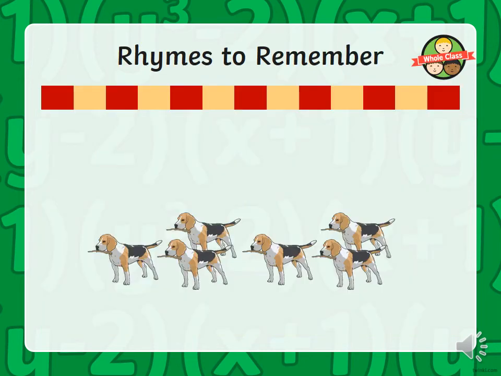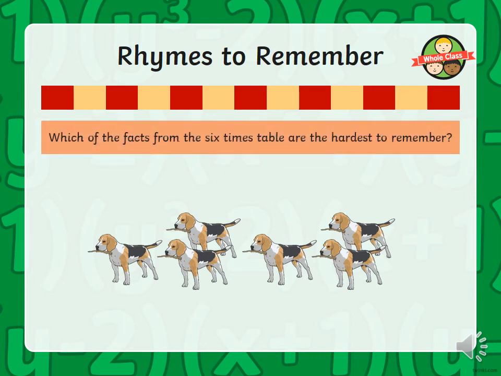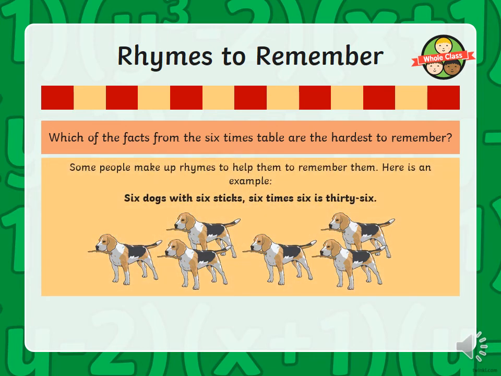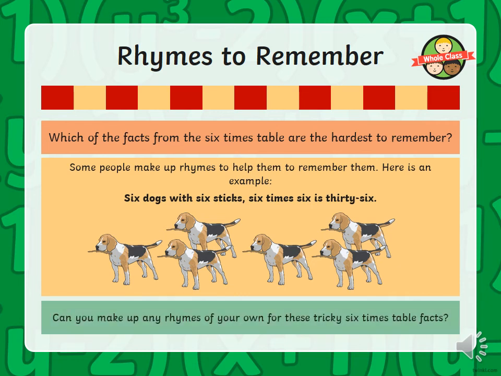Rhymes to remember. Which of these facts from the 6 times tables are the hardest to remember? Some people make up rhymes to help them remember them. Here is an example. 6 dogs with 6 sticks, 6 times 6 is 36. Can you make up any rhymes of your own for these tricky 6 times table facts?